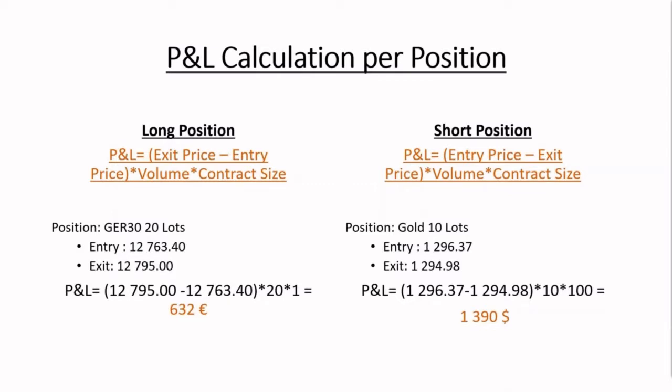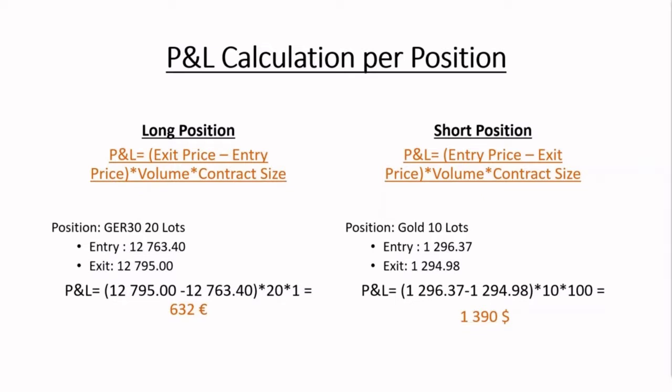The calculation for a short position is as follows. Entry price minus exit price multiplied by volume multiplied by contract size. Here as well, let's take an example, gold, 10 lots short. So our entry price is 1,296.37 and our exit price is 1,294.98.